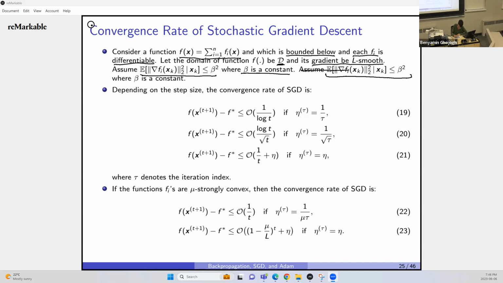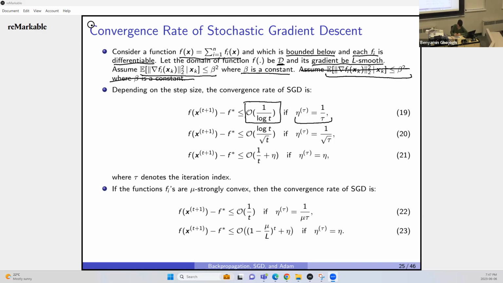Depending on the step size, as I said, we can have fixed step size or decreasing step size, and we have different convergence rates. Interesting, right? If eta is 1 over tau, or 1 over t, whatever you call it, this is the convergence rate.